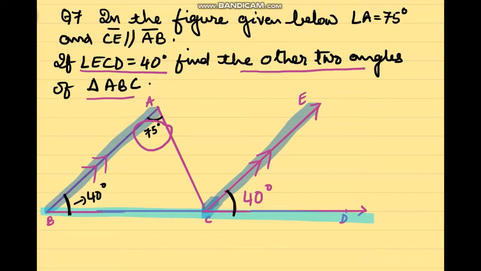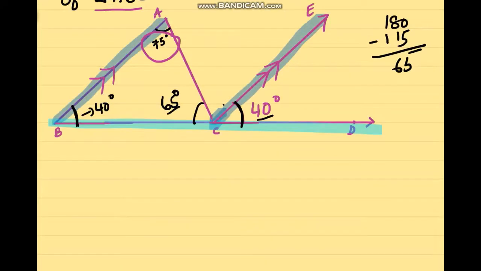Now if angle B will be equal to 40 degree, how will you calculate angle C? Use angle sum property. 75 plus 40 is 115, and so 180 minus 115 will give you 65. So you will be getting angle C as equal to 65 degrees. Now let us solve this question.